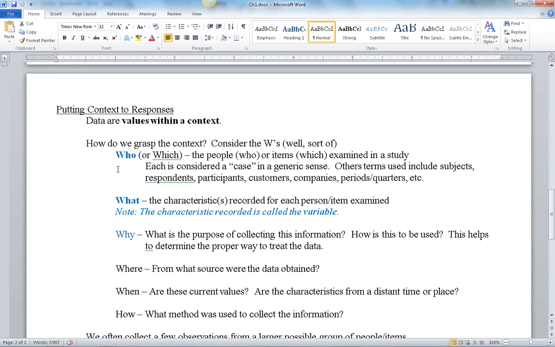And what about the how? What method was used to collect the information? If you're looking at a TV show where they ask you to send a text in to vote for somebody, or if you're looking at restaurant data where you have comment cards that you can fill out, those are things that help you figure out what type of customers might be filling this out. Another one that's popular is ratemyprofessor.com.